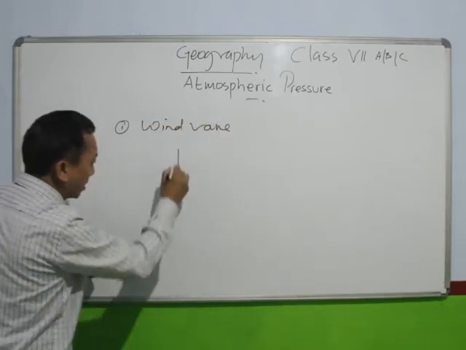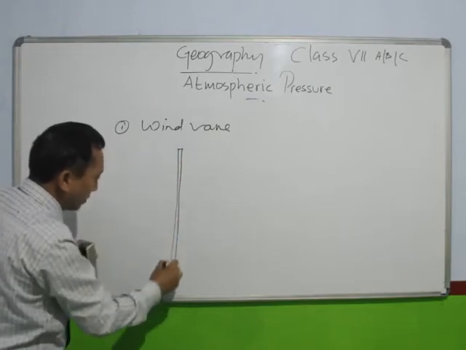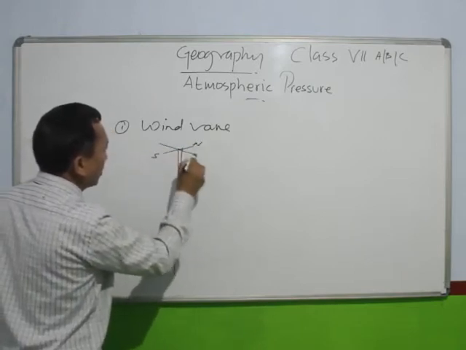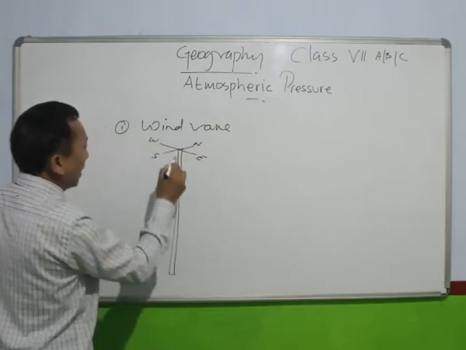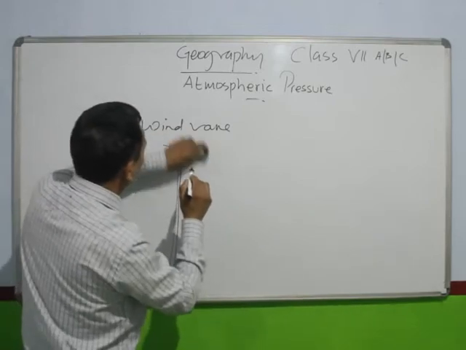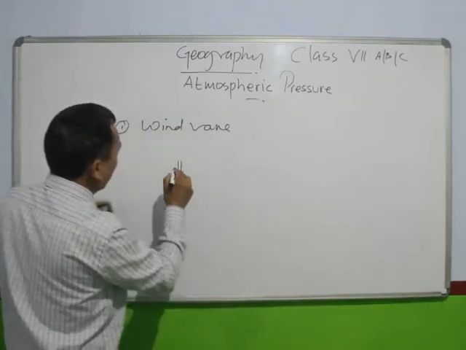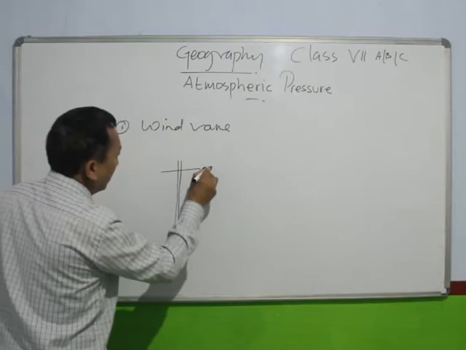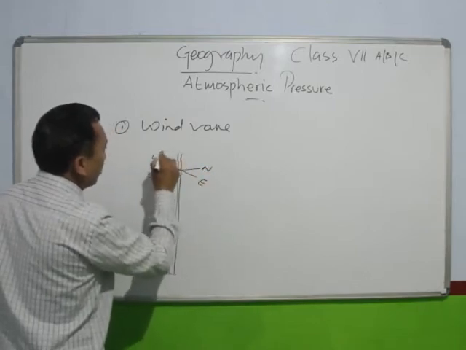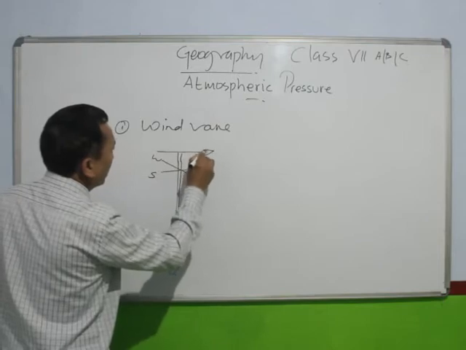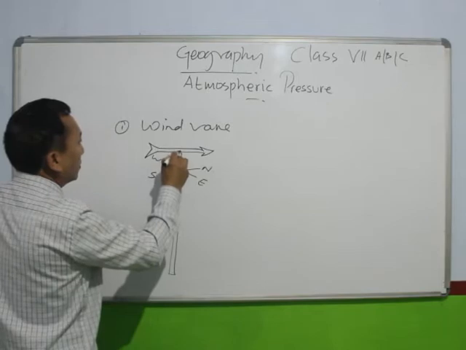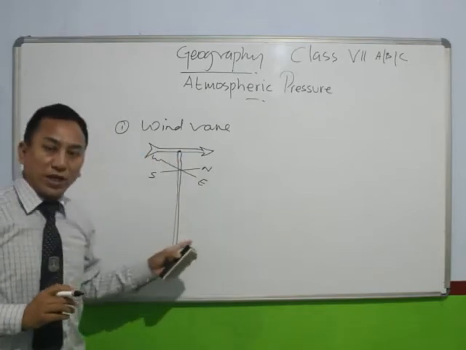Now how is a wind vane? It's a long stand. And here we have north, south, east and west. And then we could have a rotation on top. For your convenience, here: north, south, east and west. And then on top here we have an arrow which rotates. See, this is a wind vane.